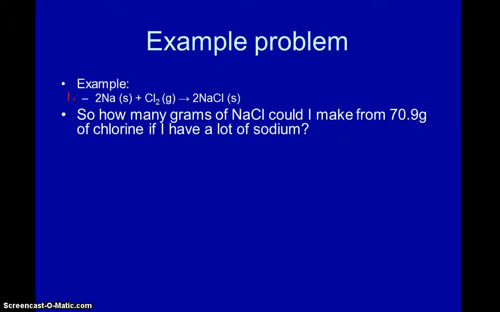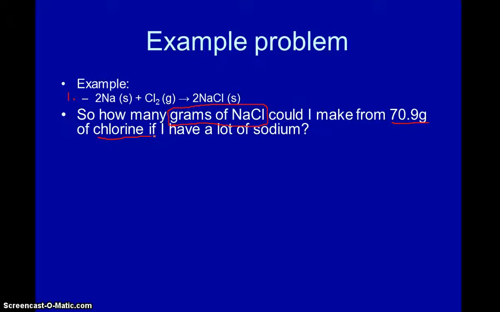So the question I'm asking you is how many grams, so we're trying to solve grams of sodium chloride, can I get if I started with 70.9 grams of chlorine? Now the reason I add that last part, if I have a lot of sodium, well, if sodium were to run out, then we'd have to calculate it based on sodium. It says I have a whole bunch, so I don't have to worry about it. I can just use my chlorine.